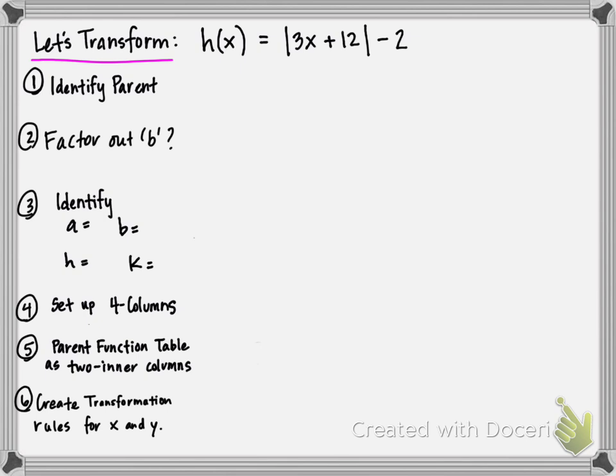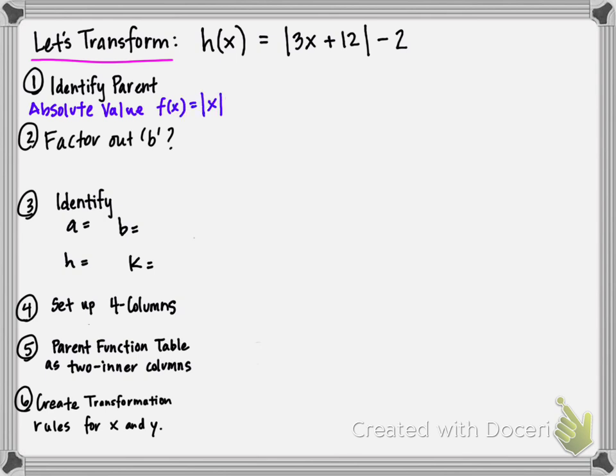Okay, so let's transform h of x. So step 1, you start with looking at your function. You identify the parent function. So what is this parent function? Hopefully you're all screaming. Absolute value. And that would be the function f of x is equal to the absolute value of x.